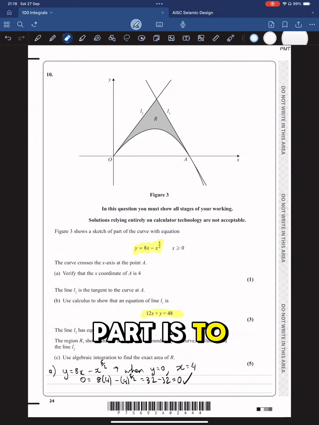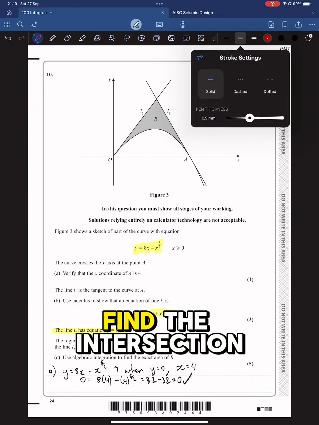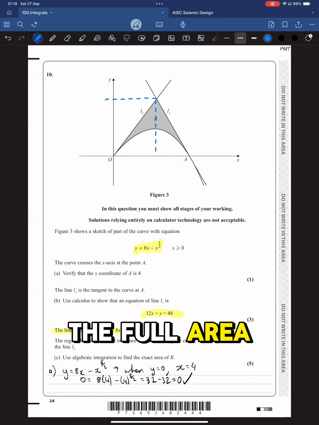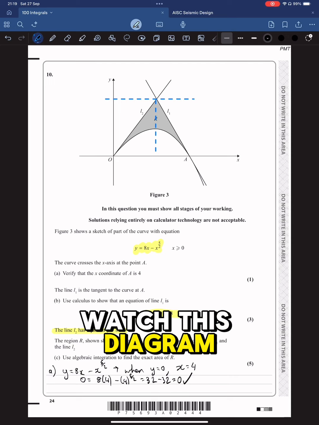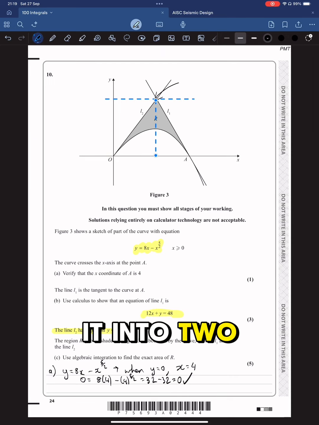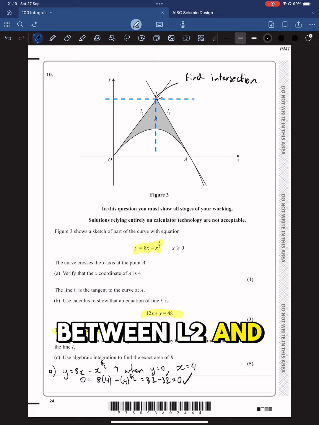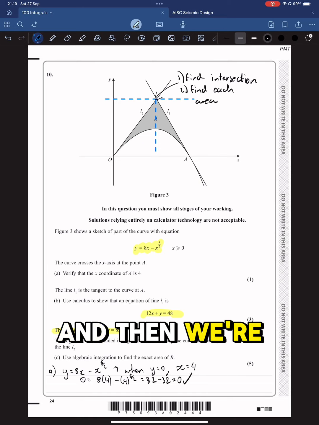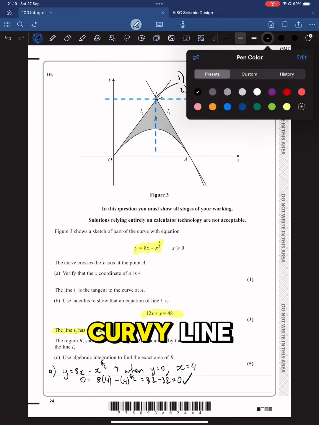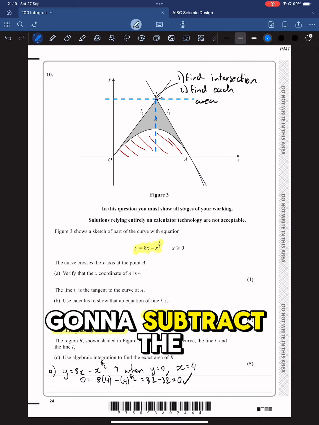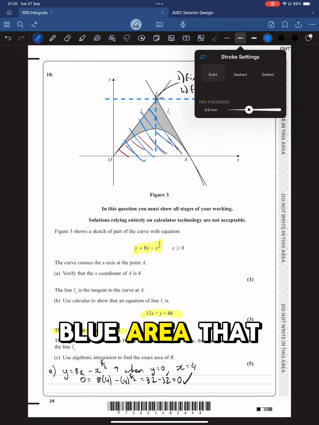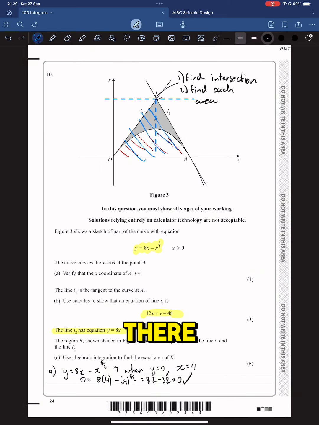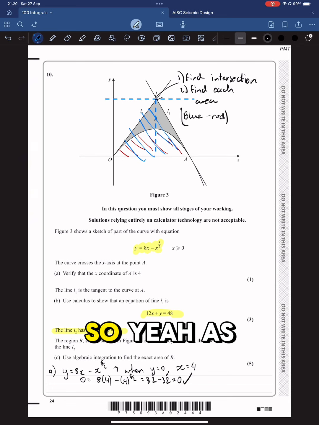The last part is to find that area R. If we find the intersection, we can find the full area. If you just watch this diagram, we're going to break it into two right-angle triangles between L2 and L1. Then we find the full area, and then we integrate that curve. Then we subtract the full area from that to find the blue area that I've shaded in there. So yeah, as you can see.